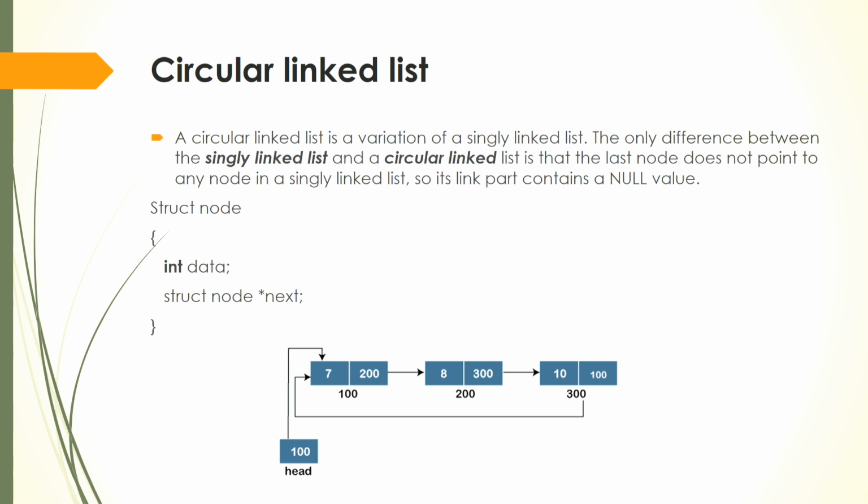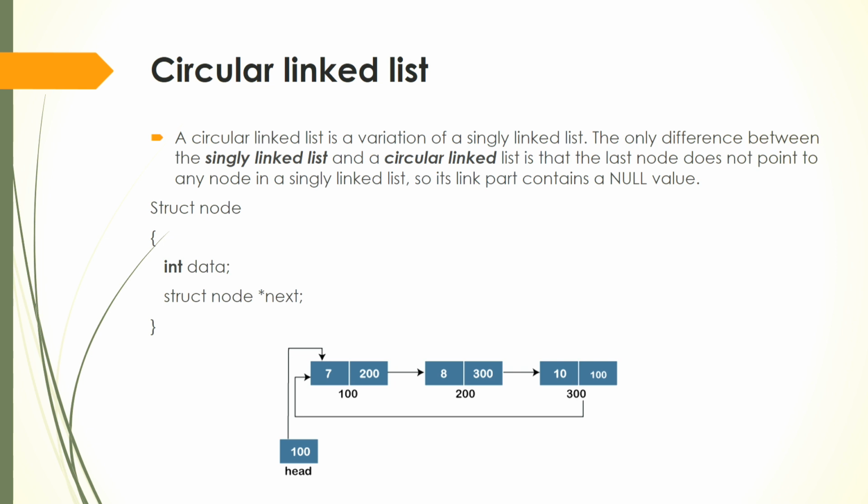On the other hand, the circular linked list is a list in which the last node connects to the first node. So the link part of the last node holds the first node's address. The circular linked list has no starting and ending node. We can traverse in any direction, that is either backward or forward.